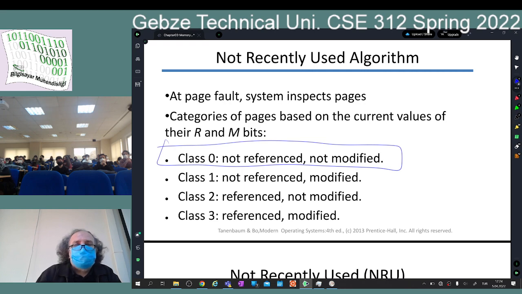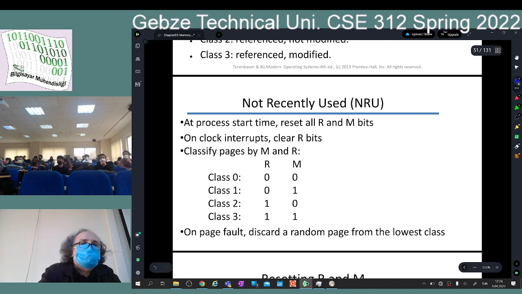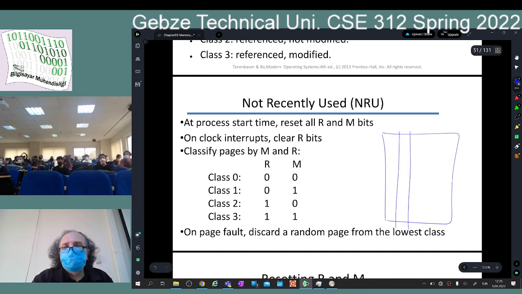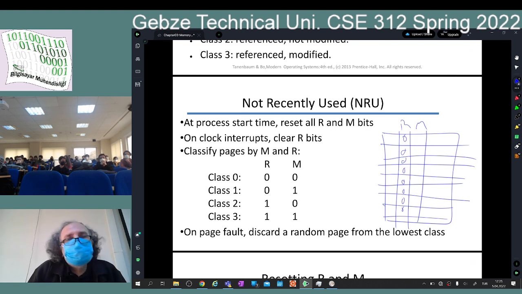I didn't tell you the whole story. The algorithm is not just this. The algorithm is this, okay? On each clock interrupt, scan your page tables, okay, and clear all the R bits. Okay, remember the clock interrupt? It happens 40 times a second. Every time clock interrupt happens, okay, remember your page table like this. One of them is an R bit and the other one is an M bit. Make all the R bits 0. So every 50 milliseconds, all of your page table R bits becomes 0.